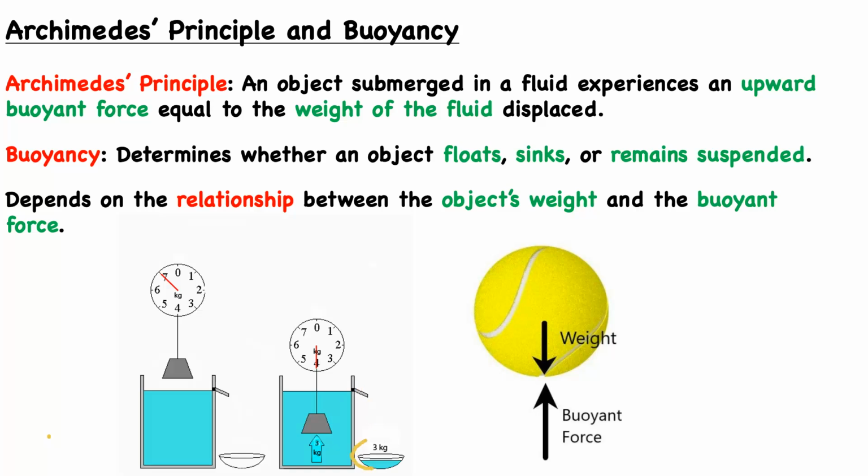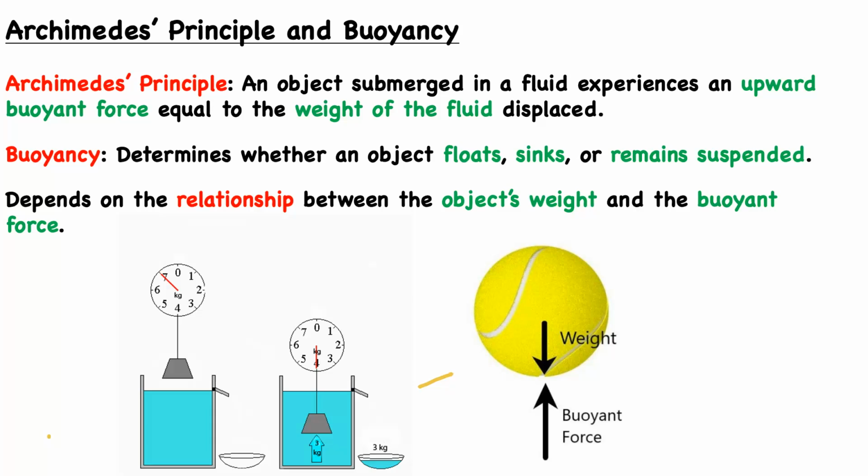Now we can see that in this example, 3 kilograms of water has been displaced, which means the buoyant force is equivalent to 3 kilograms. Now also, because this object is fully submerged, the volume of water displaced is equal to the volume of this object. Now we can also look at the example of something like a tennis ball floating or being partially submerged in water.